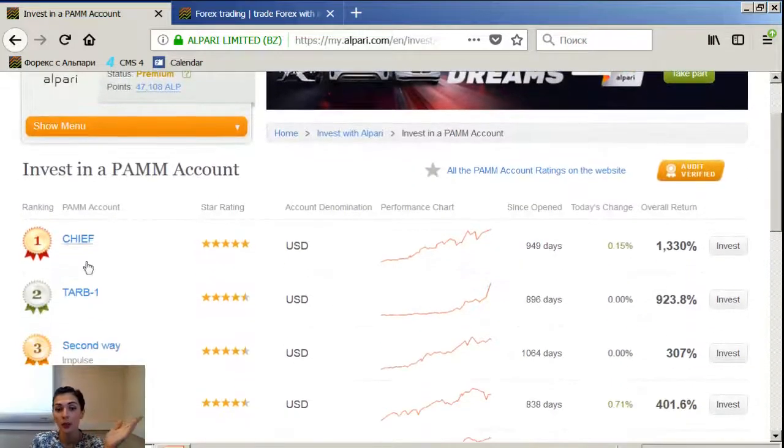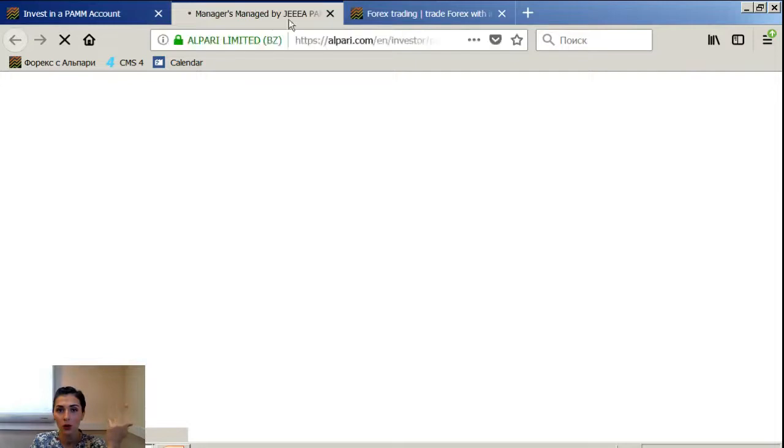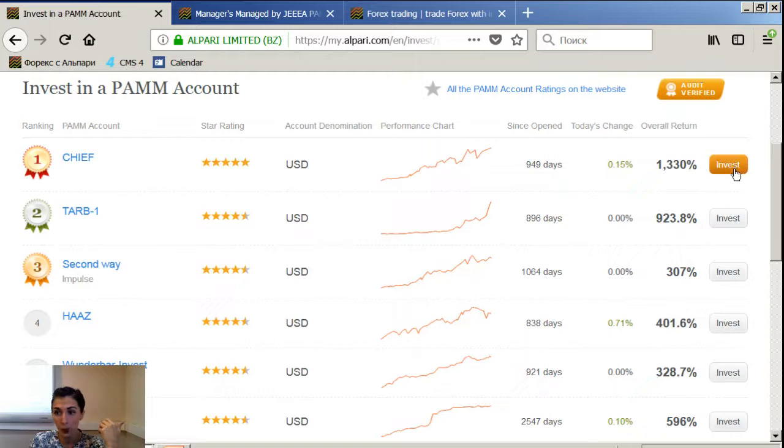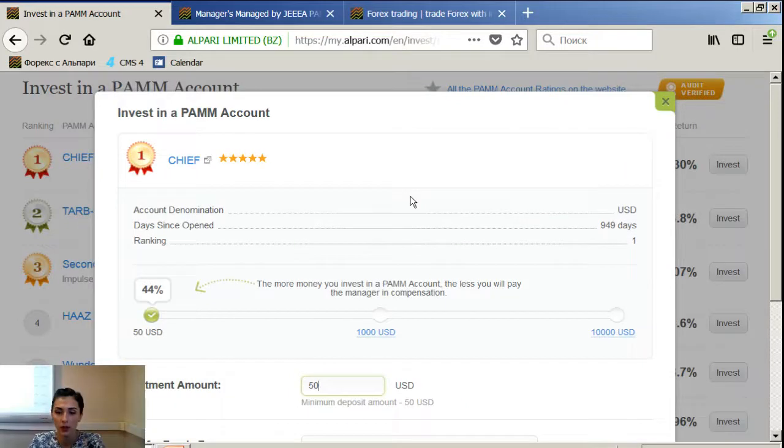Here you can see the PAMM account ratings, and you can choose any of the PAMM accounts. You can see overall return, today's changes of the yield, when it was opened, since open days. You can see here also performance chart, and if you click on the PAMM account name, you can go to the PAMM account monitoring.